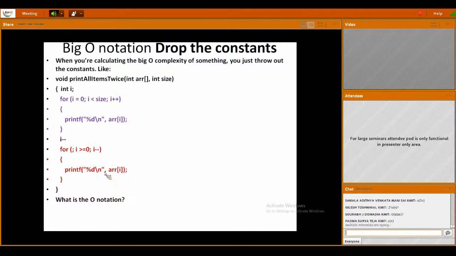Anyway, without wasting time, it is 2n, because this loop runs n number of times plus this loop runs n number of times. Independently this is running n times and independently this is n times. Therefore, it is not becoming n squared, but it is becoming 2n.